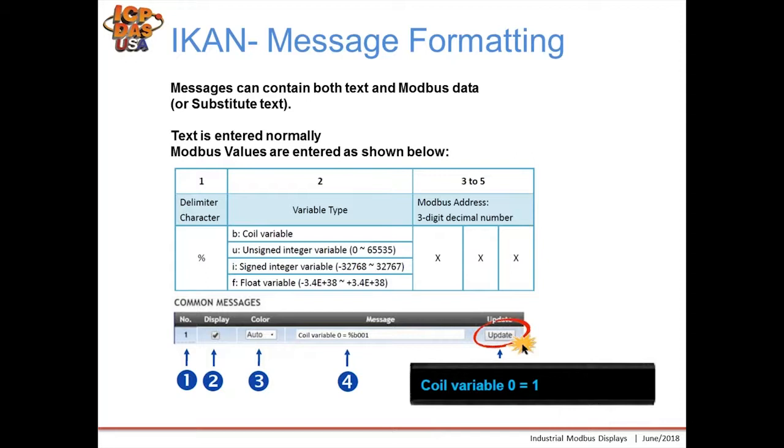And you would do the same format if you wanted to do an unsigned integer, a signed integer, or a float variable. Just simply change the letter after the percentage sign, and then type in the actual coil or register number associated with that specific variable.